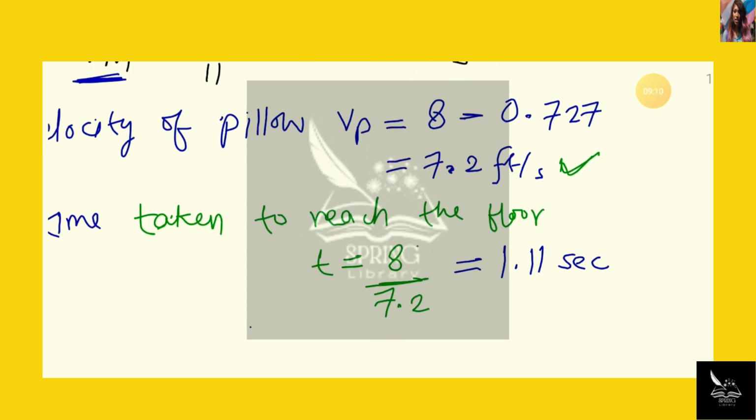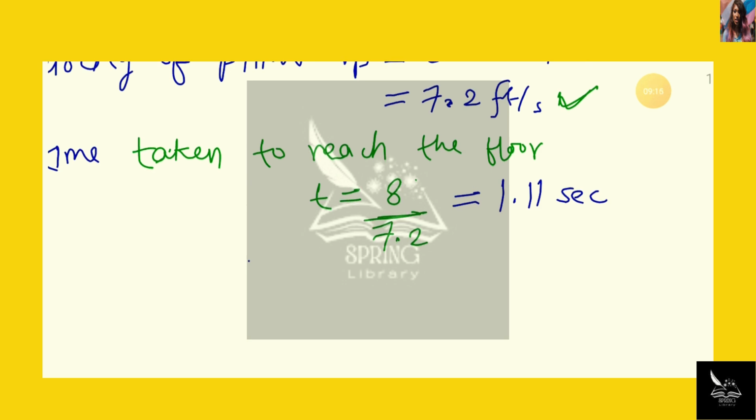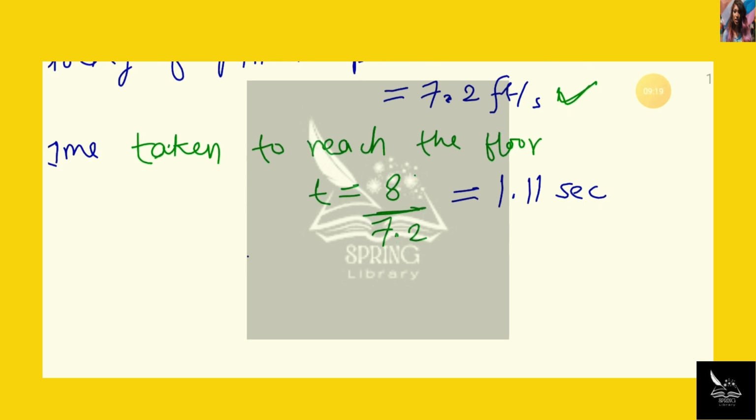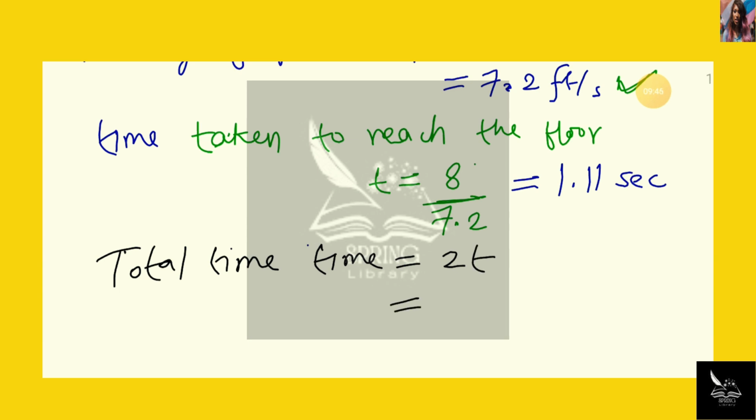Now, as the mass of the floor is much greater than the mass of the pillow, I can say that the velocity before the collision is equal to the velocity after the collision. So the time taken to reach the floor is equal to the time after rebounding, the value is the same. So the total time will be 2 times T, equal to 2 multiplied by 1.11, that is 2.22 seconds.